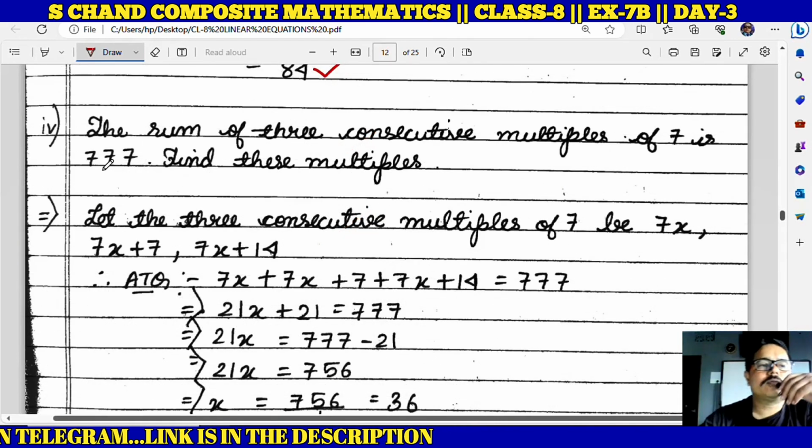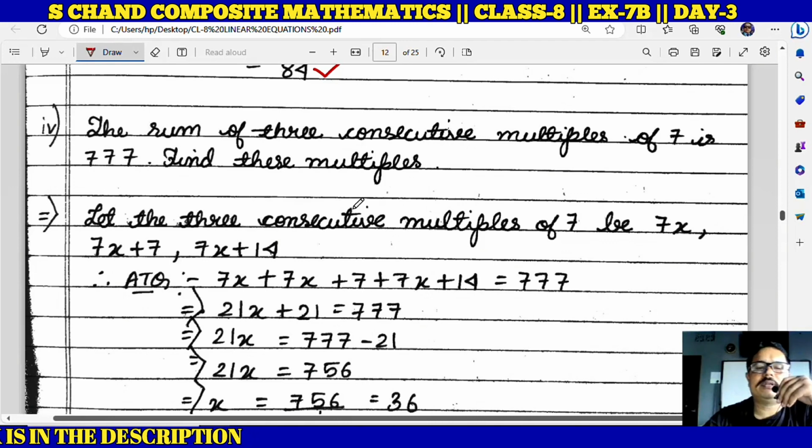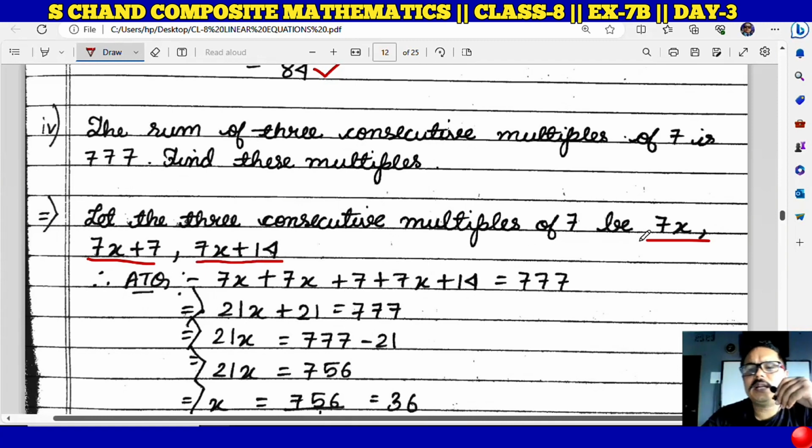Now we'll understand question number 4. The question is the sum of three consecutive multiples of 7 is 777. So find these multiples. In this case, we have to assume the three consecutive multiples of 7 as 7x, then 7x plus 7, and then 7x plus 14. If you want to let x, x plus 7 and x plus 14, that you can do, that is possible. So the sum of these multiples is 777.